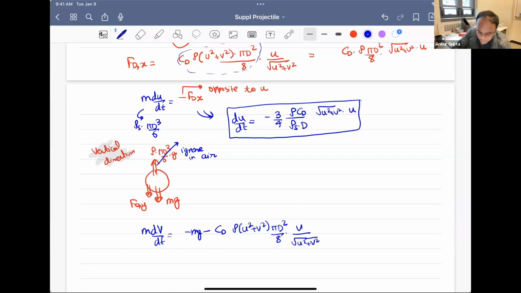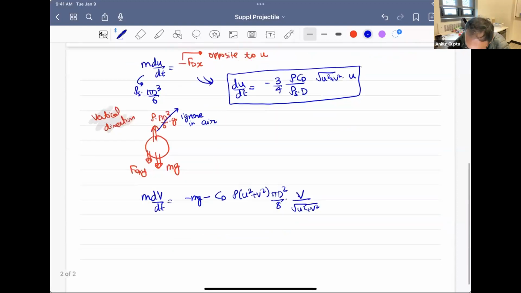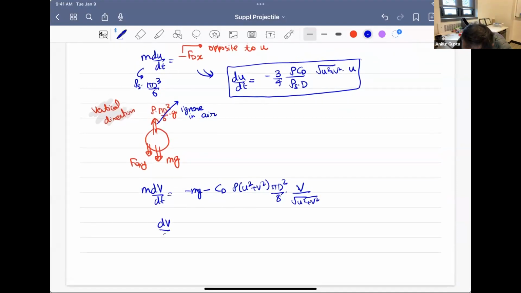Now note one thing: when we do the projectile, the velocity sometimes also goes down, right? In that case, it automatically switches sign, because the drag force is proportional to v in this case. So it automatically switches the sign, which is good. But sometimes you have to be careful with this. When you simplify this, it's very similar to the other one, just that there is also gravity: 3 by 4 rho by rho s times CD by d into square root of u square plus v square times v.